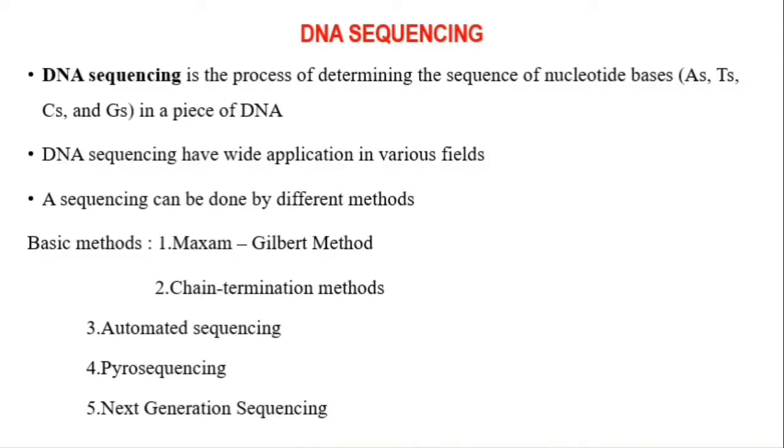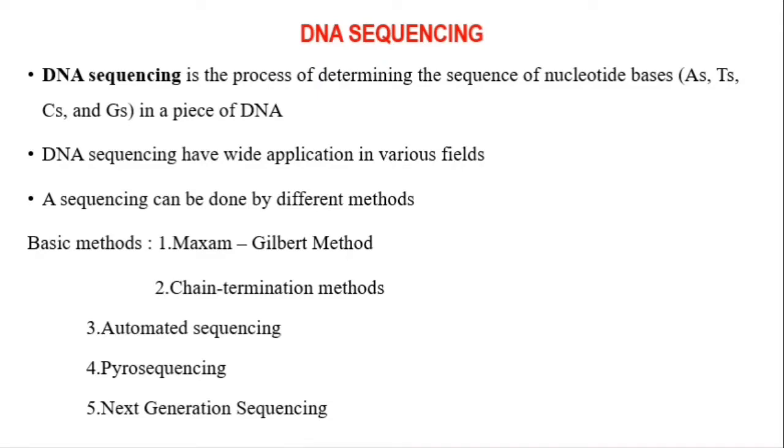So DNA sequencing is the process of determining the sequence of nucleotide bases present in a DNA. That means DNA sequencing determines the arrangement of nucleotide bases in a DNA. It has wide applications in various fields like agriculture and medicine, to determine the sequence of a gene and to determine mutations.